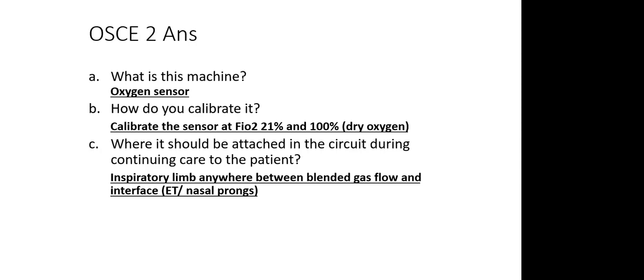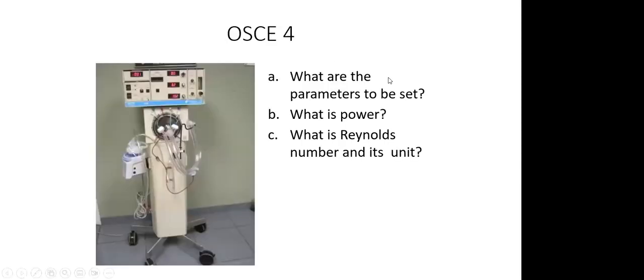Sometimes you might feel that it is discrepant, whatever FiO2 is being delivered and whatever is showing. At that time it is useful to check with the oxygen sensor. If you have written oxygen sensor, then it is full marks for you. I'm sure you will know this machine. So what are the parameters to be set? What is the power and what is the Reynolds number and what is its unit?